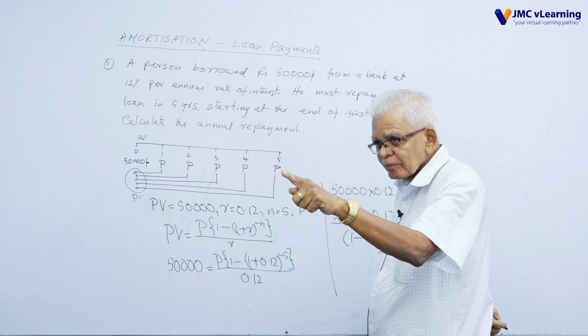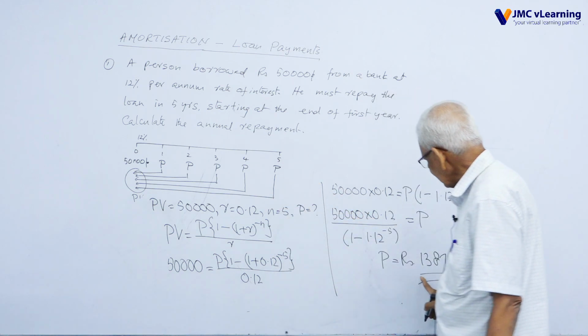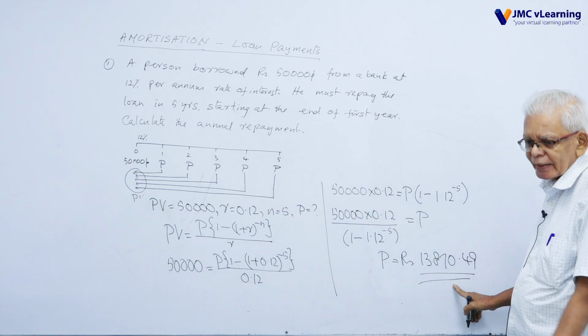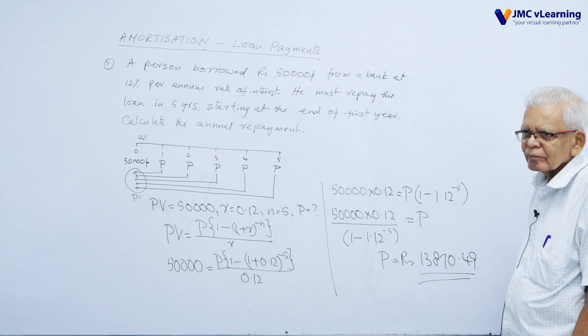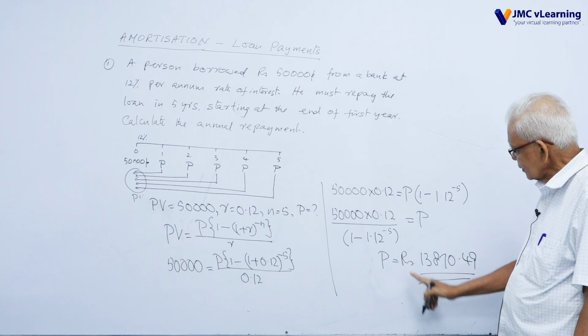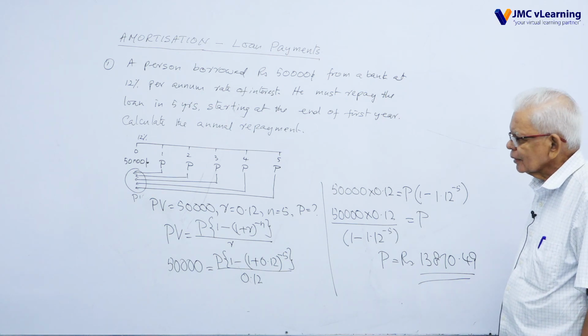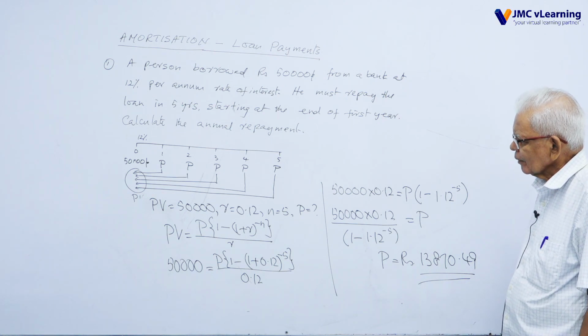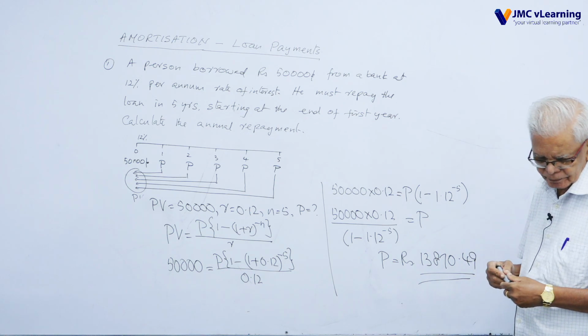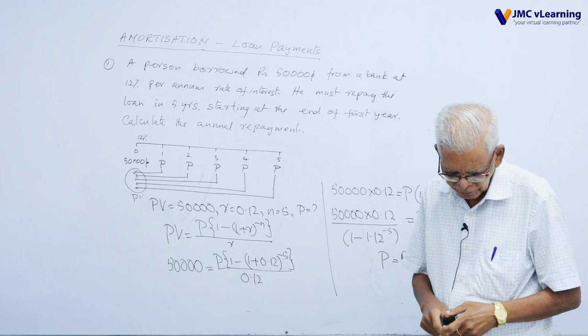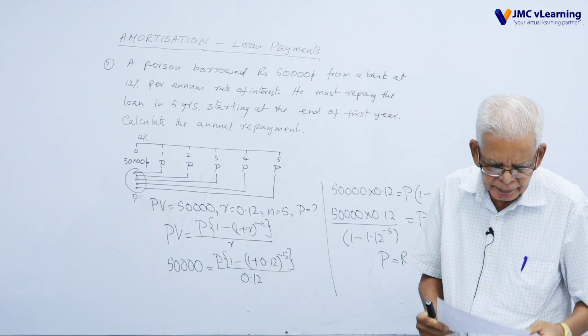So, if they ask for the monthly installment, calculate this and divide it by 12. That is the method given in your book. If they ask for the monthly installment, divide by 12. I'll show you the working also; you can go through that one. Right, we'll do a few more sums. Take down this one.